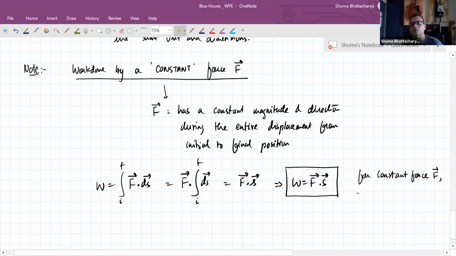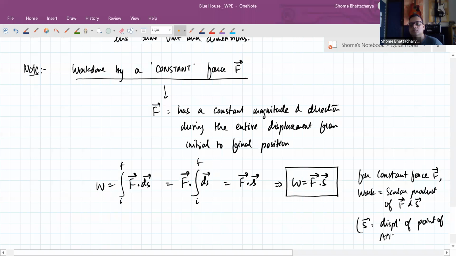For constant force F, work is equal to the scalar product of force and displacement, where remember displacement is the displacement of the point of application of the force. So make a note of this first. This is very important.